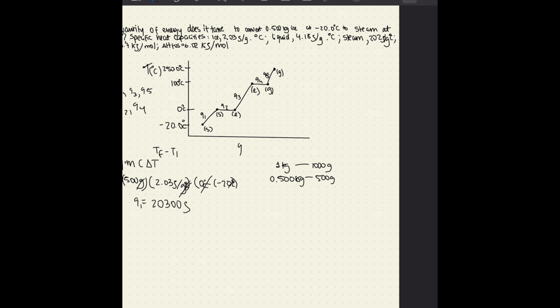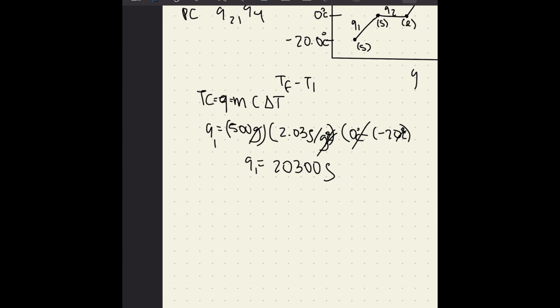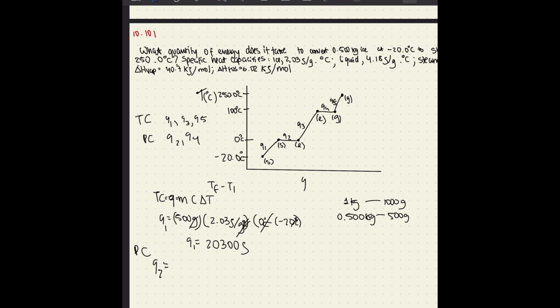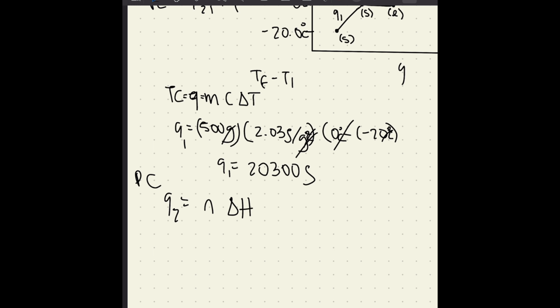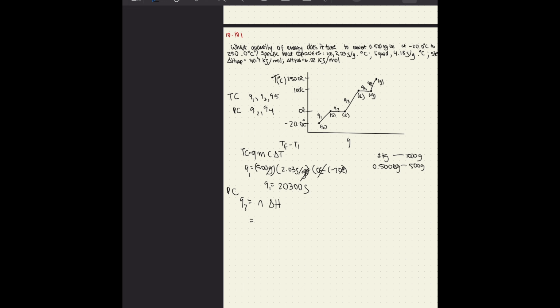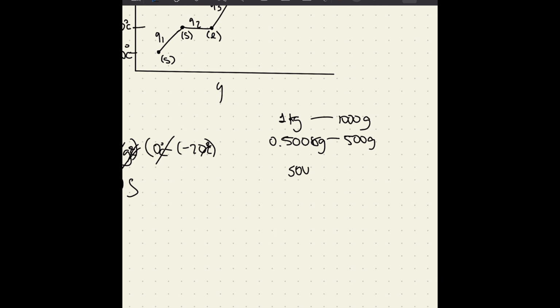So now we're gonna do Q2. Q2 is a different equation because it's phase change, okay? And for phase change, let's see, it's kilojoules per mole. So now we're gonna use this equation, and we need the moles. So how do you calculate that? You need the molecular weight. What's the molecular weight of water? It's 18.02 grams per mole. It's gonna cancel out, and then you're gonna get 500 divided by 18.02.